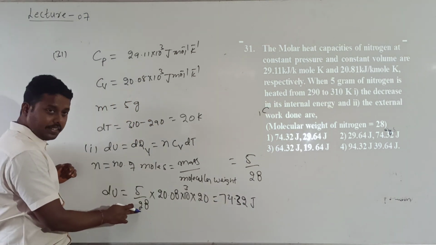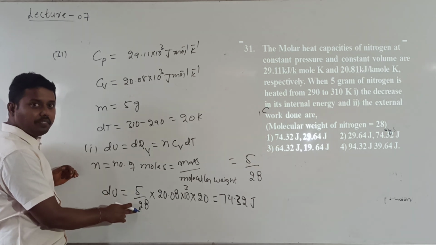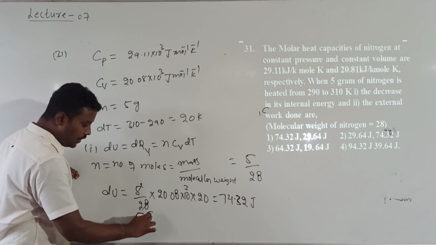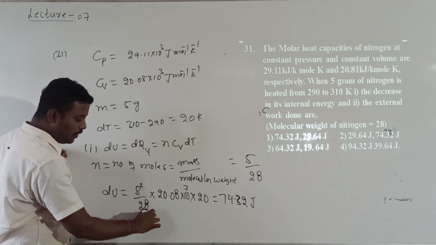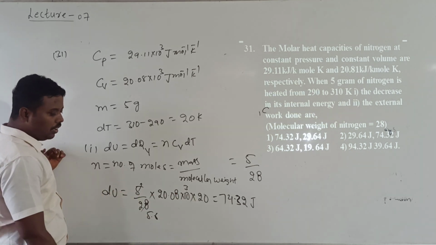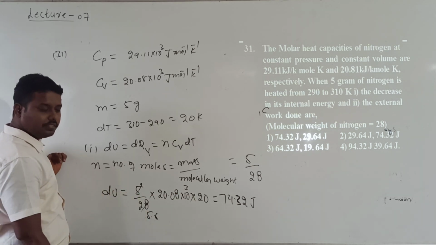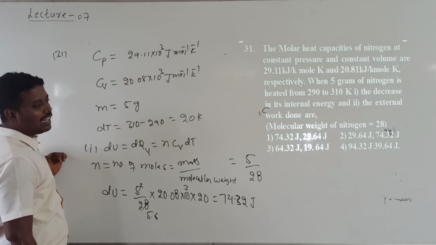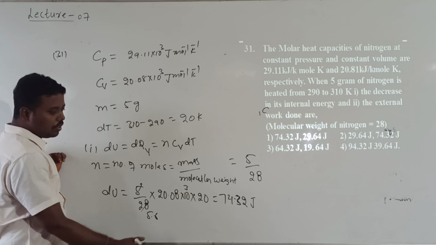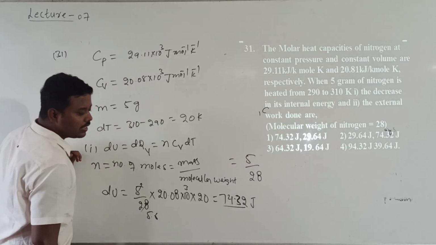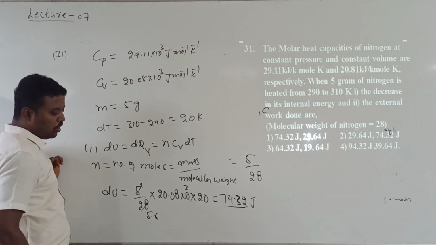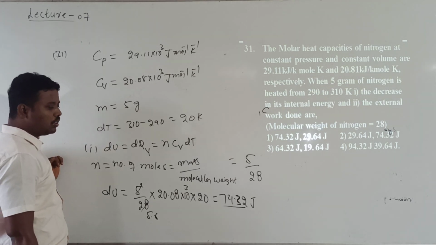5 divided by 28, so 5 goes 5 5s are 25, 5 6s are 30. You multiply here 20 into 20, 400. 400 divided by 5.6, you simplify this. The answers they would have given in kilojoules, but they have given in joules only, so the numerical part is correct: 74.32 joules.